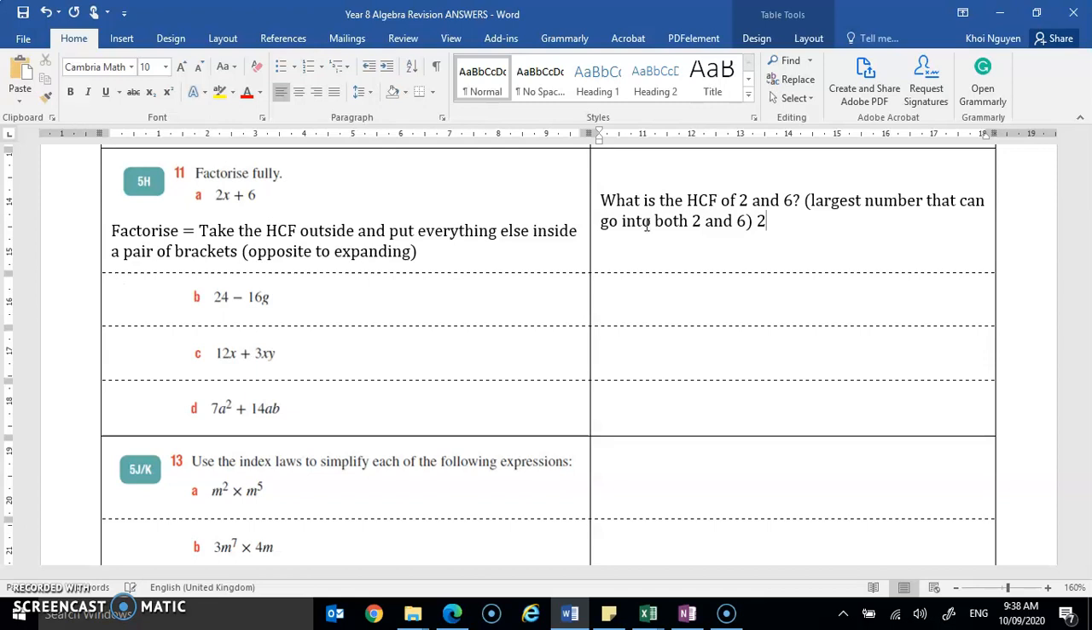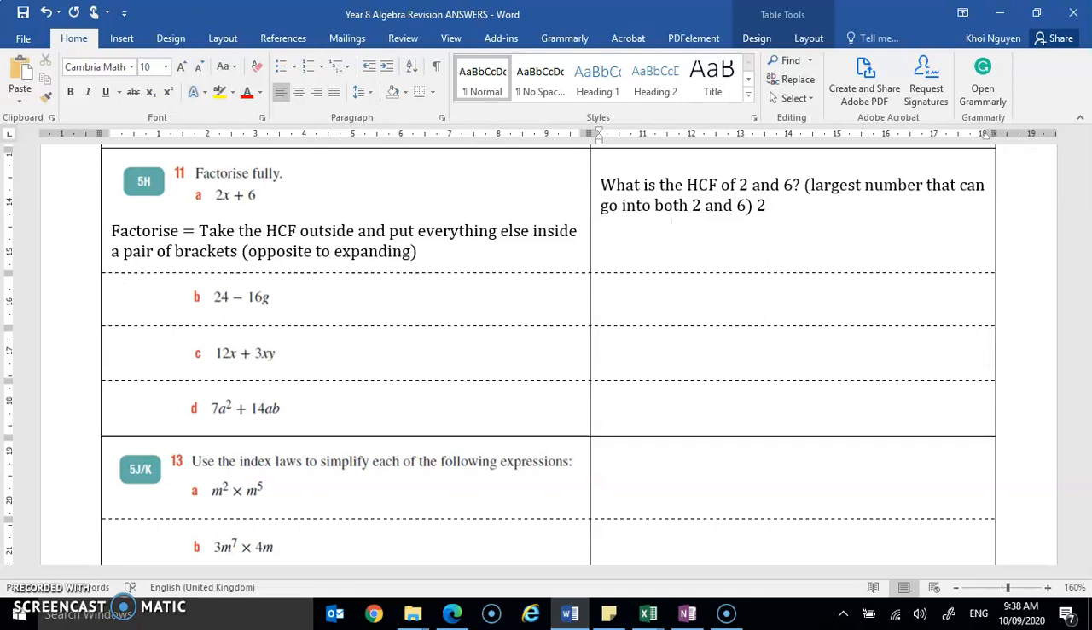Now, what if you can't see it right away? I'm going to talk about that in the questions down below. But for now, we just can see that the largest number that can go into both 2 and 6 is 2.